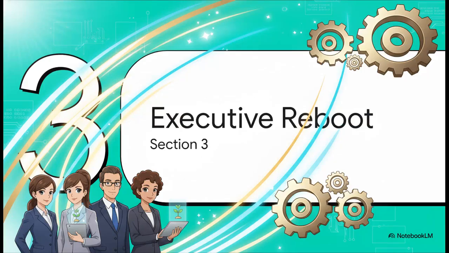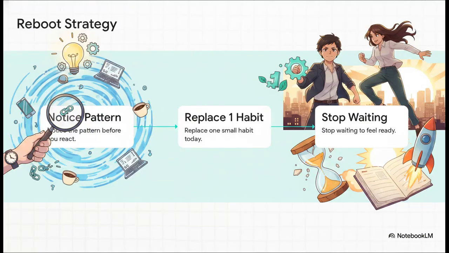Section 3. The Executive Reboot Strategy. So how do we actually fix this? Now, what's really interesting about this strategy is how it breaks down the exact steps required to dismantle that self-sabotage right now. And I've got some great news for busy leaders. The solution isn't some massive, expensive 6-month corporate culture initiative. It's a localized, immediate habit replacement strategy.